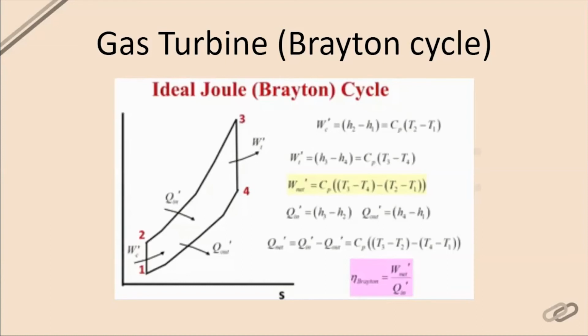The complete cycle efficiency is given by W net by Q in. Okay, between 1 and 2, Q is there. And between 3 and 4, Q is there.